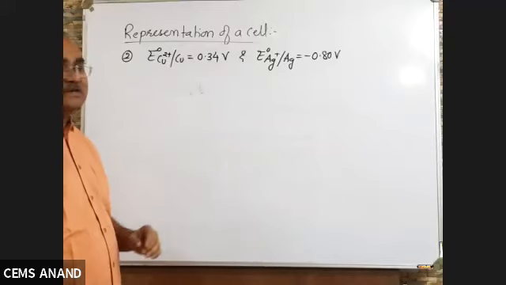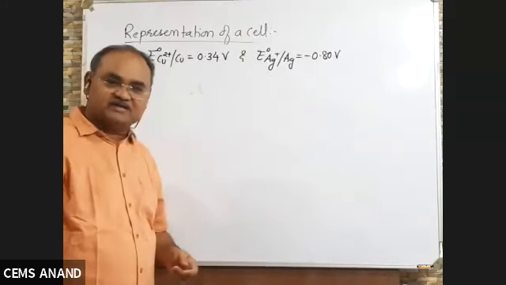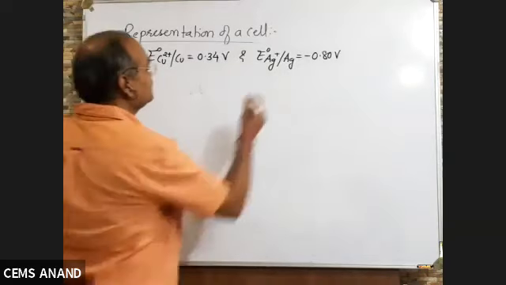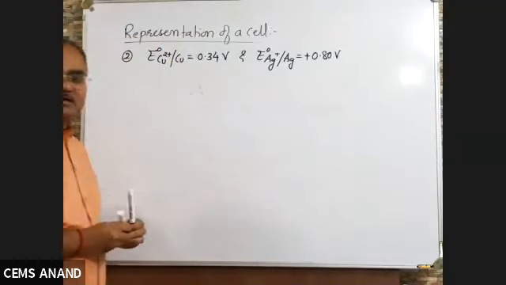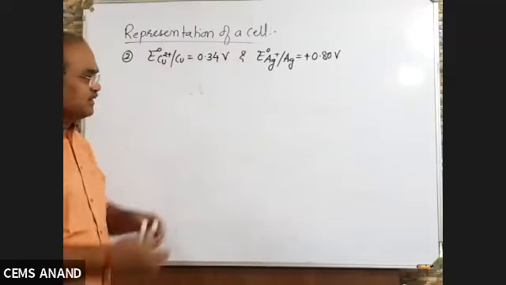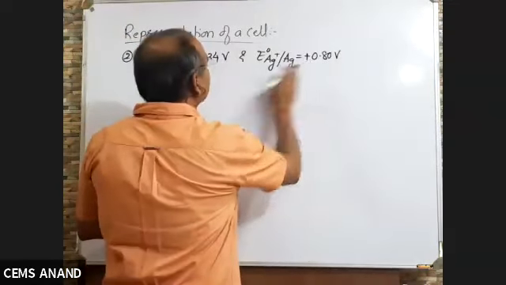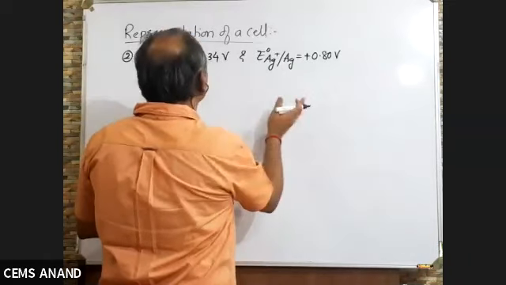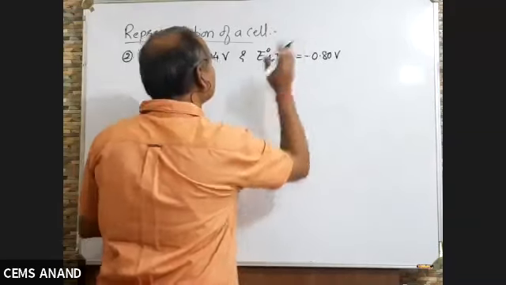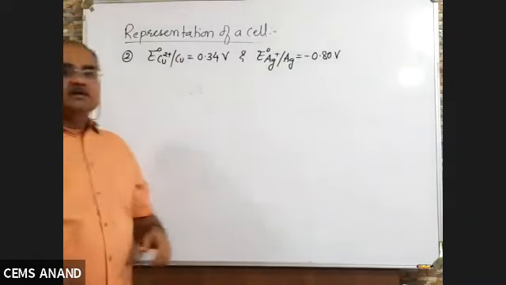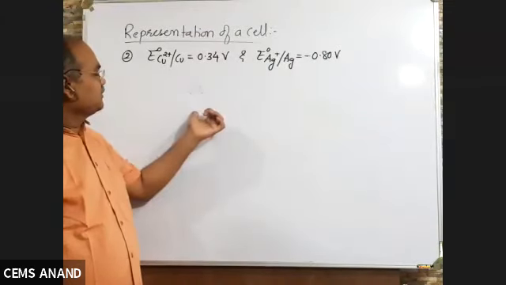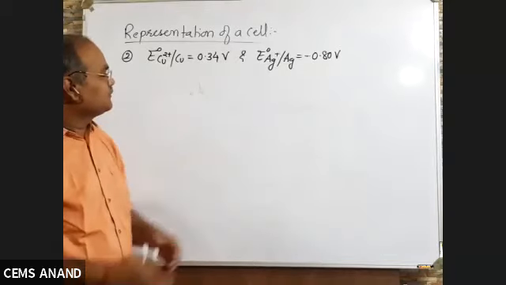So first of all, how will you decide who will act as anode and who will act as cathode? For that, the rule is: the electrode with the higher value will act as cathode, and the lower value will act as anode. So silver will be the cathode, and this will be acting as copper, 0.34.